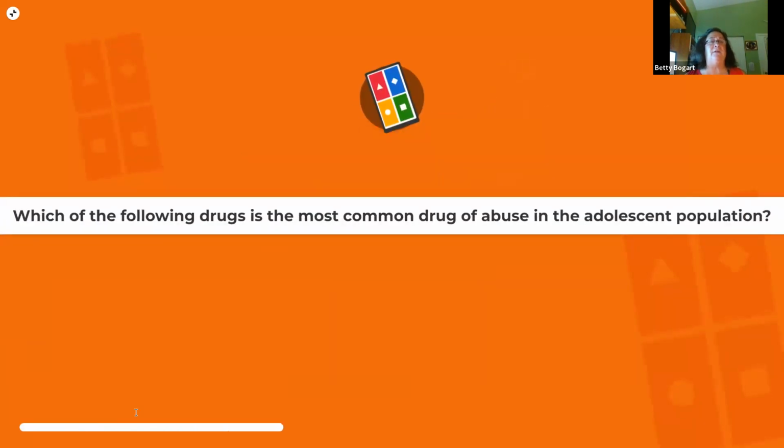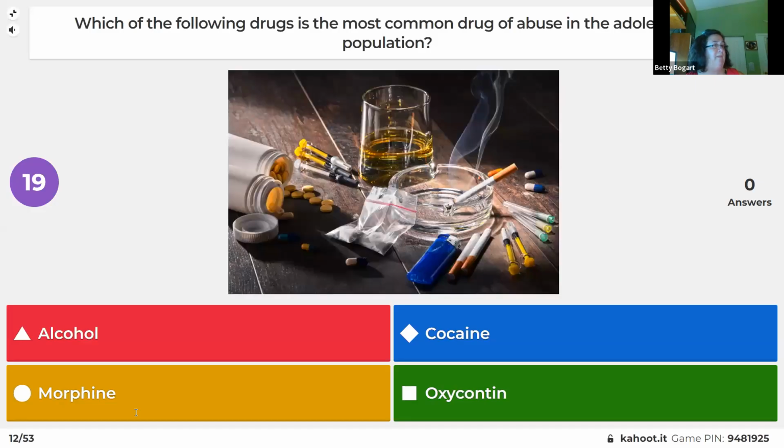Which of the following drugs is the most common drug of abuse in the adolescent population?